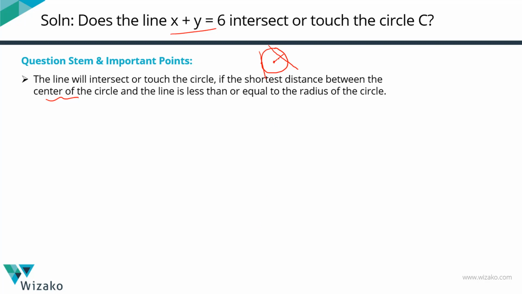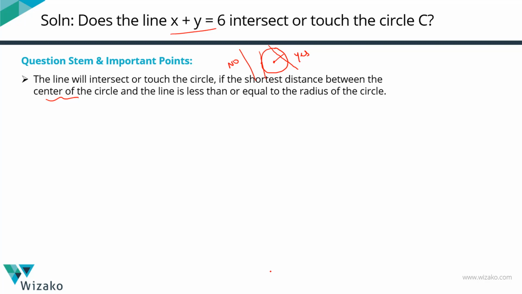If it is less than 5 units, this line is going to have a point inside the circle, which means that it's going to intersect the circle. If the shortest distance is exactly equal to 5 units, then this line is going to lie on the circumference of the circle, which means it's going to be tangential and it is going to touch the circle. Conversely, if the shortest distance between the center of the circle and a point on the line is greater than 5 units, then this line is going to be somewhere here. This distance is greater than 5 units, which essentially means that it is not going to either touch or intersect the circle. So we know when the answer is yes, and we know when the answer is no.